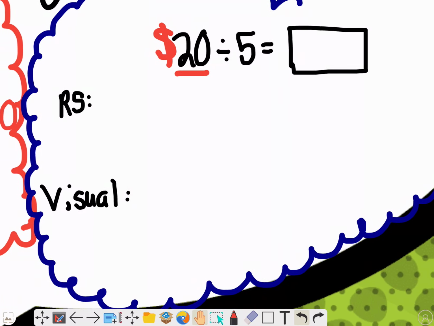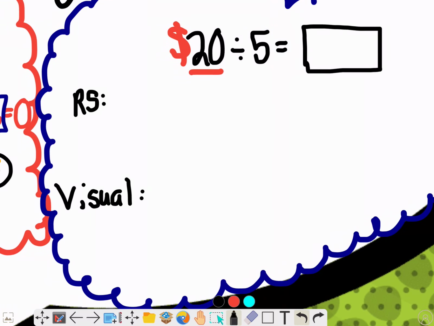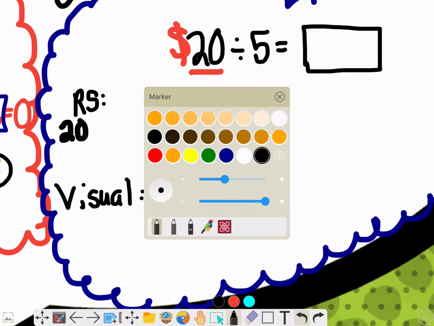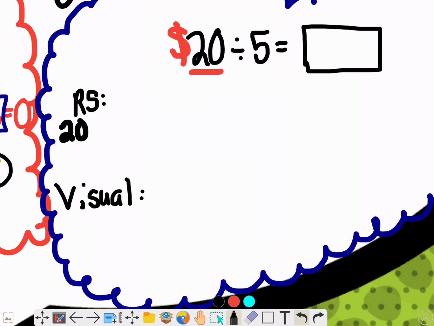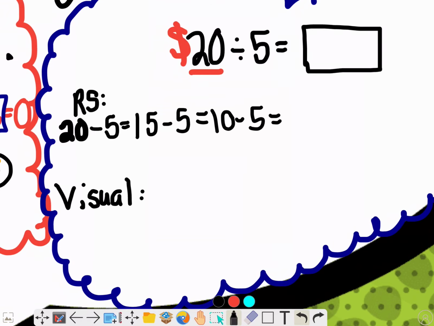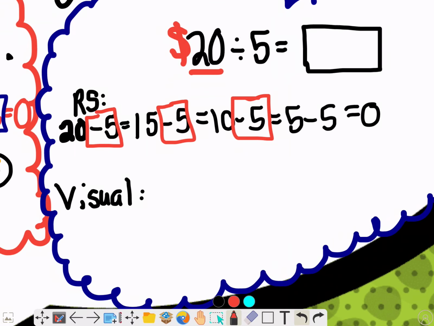You can solve it through repeated subtraction. Say, okay, well, how many times can I take 5 away from 20? 20 minus 5 is 15. 15 minus 5 is 10. 10 minus 5 is 5. And 5 minus 5 is 0. Count up. You're able to subtract it 1, 2, 3, 4 times. That means your answer is 4.